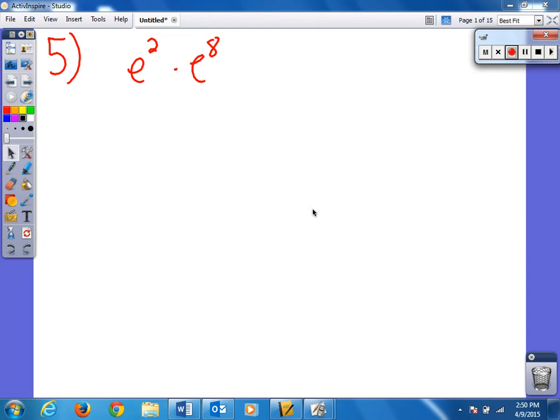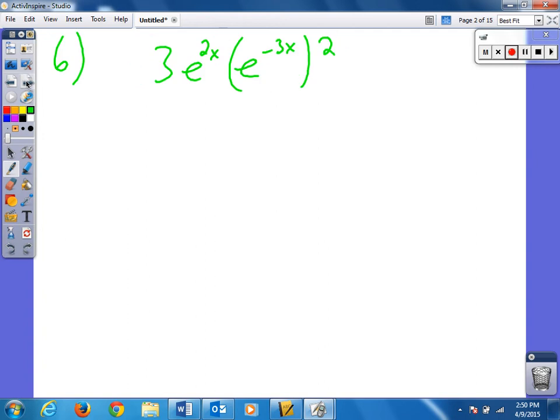Alright, I'm going to start with number 5 because the front page was pretty good for you guys. So I'm going to start with number 5 on the back. With this one, we have e to the second times e to the eighth. So we're multiplying two powers that have the same base. All we have to do here is add the exponents. So this is e to the 10th.